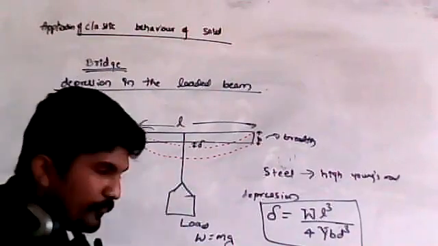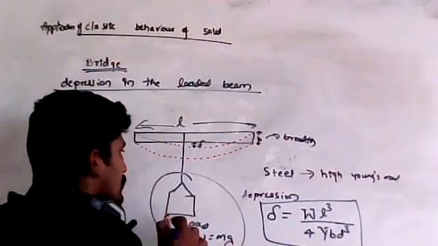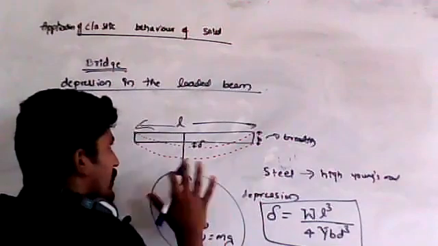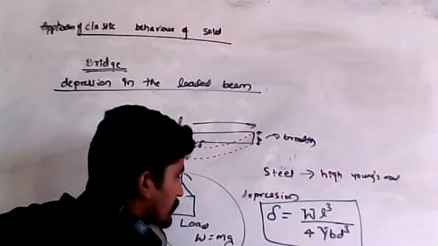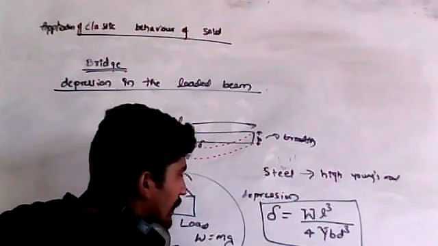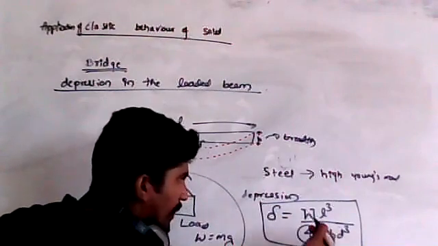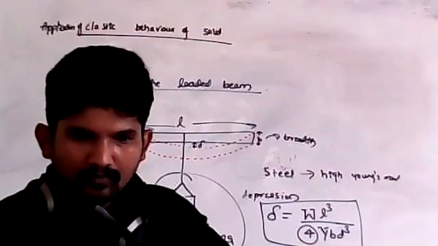Let's see one by one. First, let me relate W. Here W does not change, it means it is a constant load. It will not change again and again, so it is a constant part. So delta is directly proportional to L cube and inversely proportional to 4, also a constant, and Y means Young's modulus.